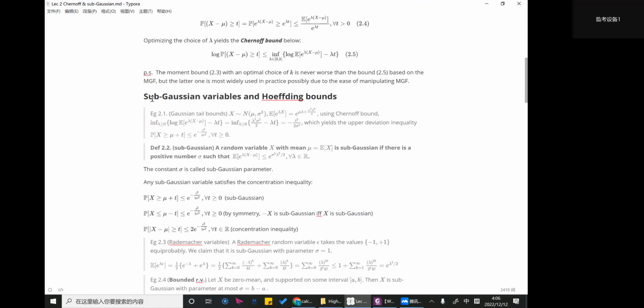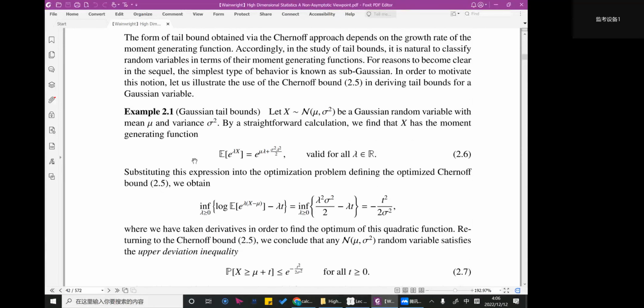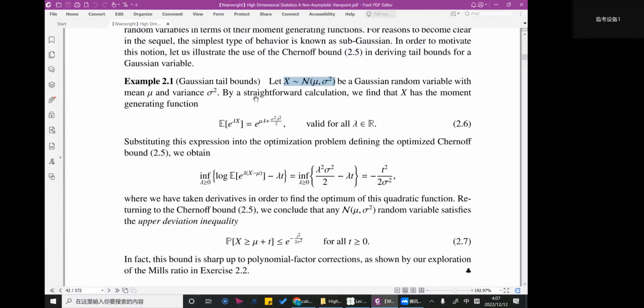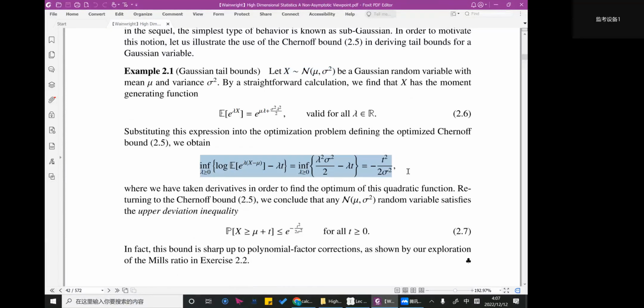So what's the definition of sub-Gaussian? Intuitively, it comes from Gaussian random variables, so we want to find the tail bounds of the Gaussian variable. Here the author gives Example 2.1. It gives the Gaussian tail bounds. Here x is a Gaussian random variable, and by some straightforward calculation using the Chernoff bound, we get this inequality.